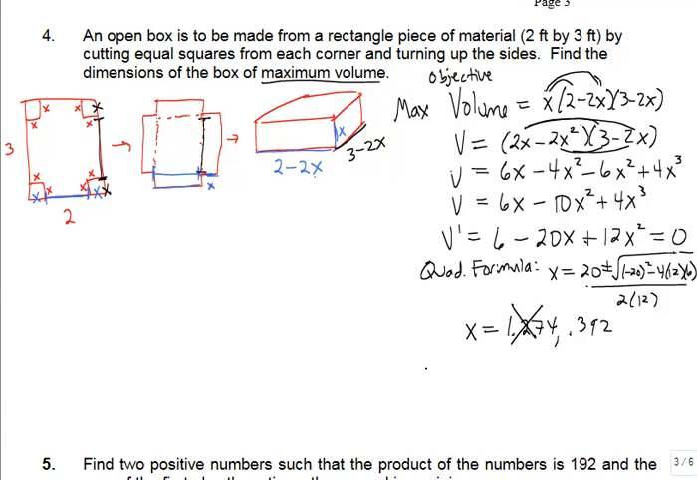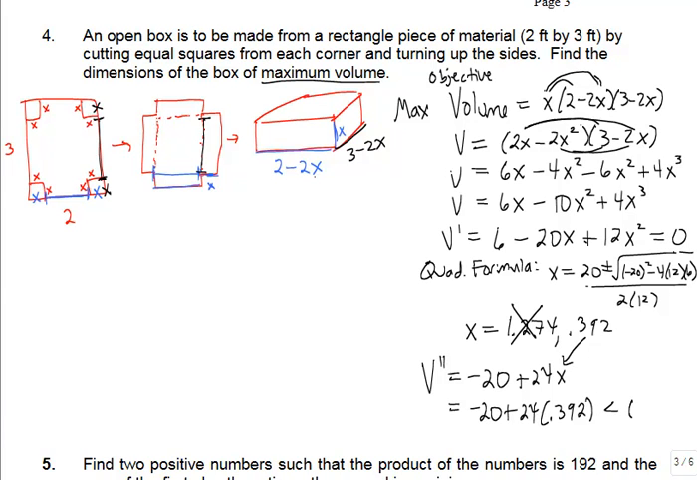So I'm going to take a second derivative. Derivative of 6 goes to 0. Derivative of negative 20x is negative 20. Derivative of 12x squared is 24x. And now we need to substitute in that 0.392. And when you substitute that in, you do end up with a negative solution.